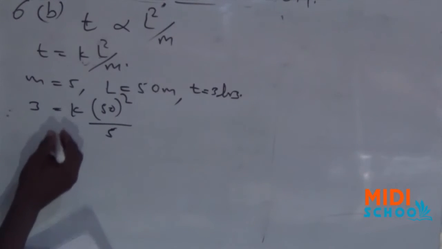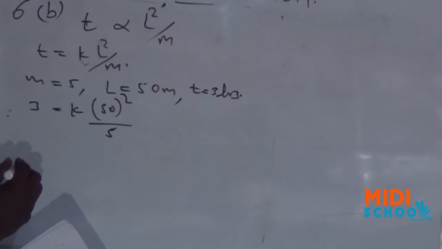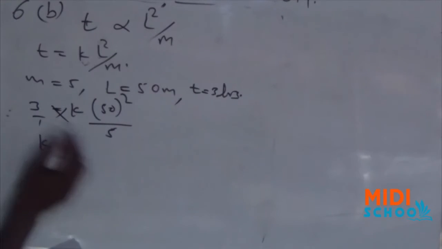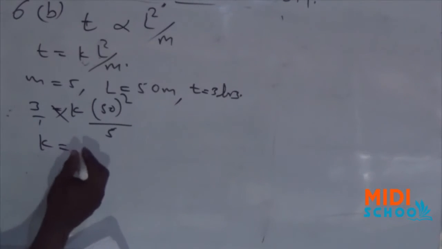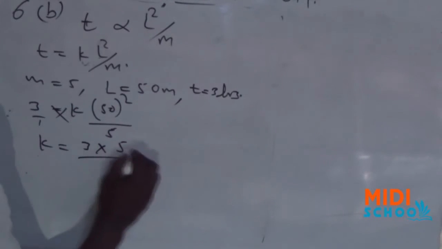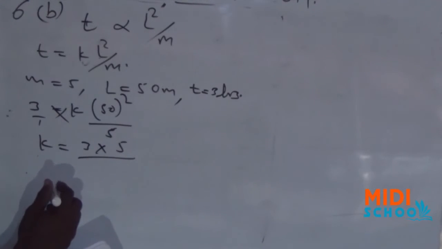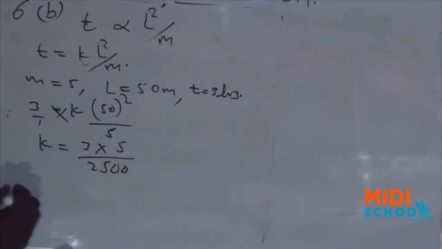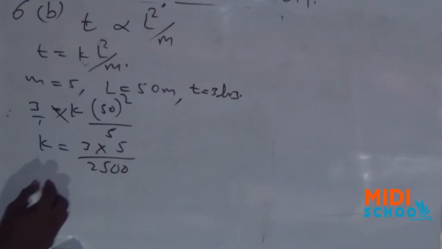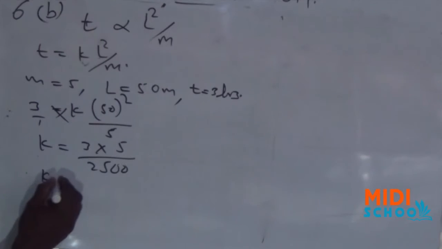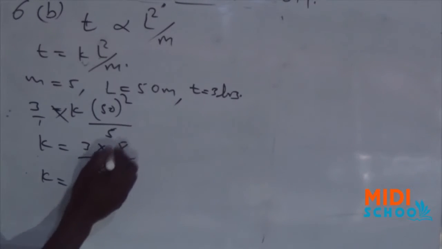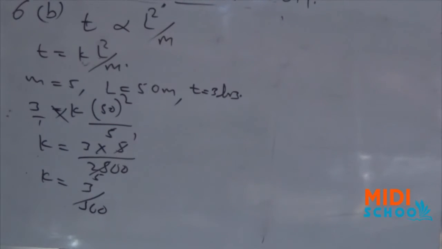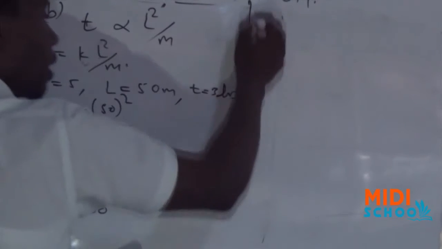So we want to determine the value of the proportionality constant. K is going to be, then we cross multiply, 3 times 5 over the square of 50, which is 2,500. So K is equal to, if you take 5 and 1, this one gets 5, so it's going to be 3 over 500. So this is the value of the proportionality constant.